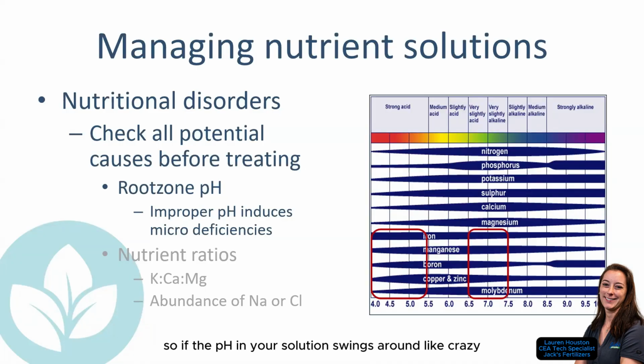So if the pH in your solution swings around like crazy and it suddenly drops and it's just sitting around 4.5 to 5 one day, even though the macronutrients are still mostly available and the plants are looking okay, you definitely want to check on that whenever you start to see deficiency symptoms. And then same thing if your pH climbs a little bit too high, you're at 6.5 to 7.5, they start to become a little less plant available on that range too.